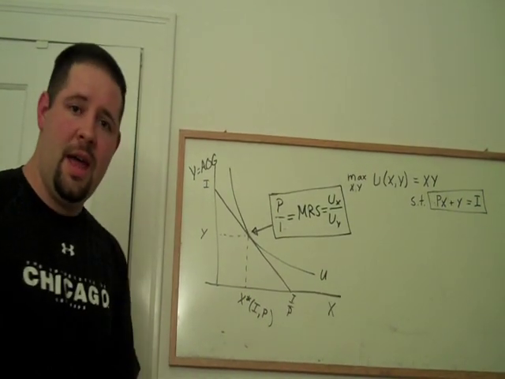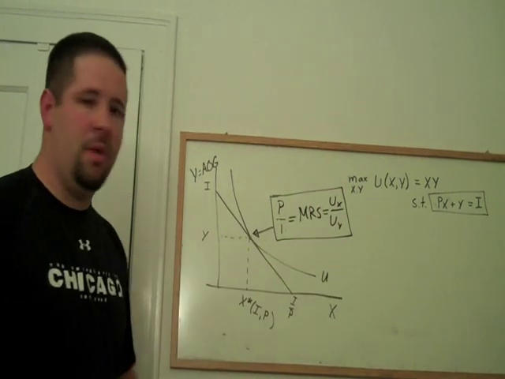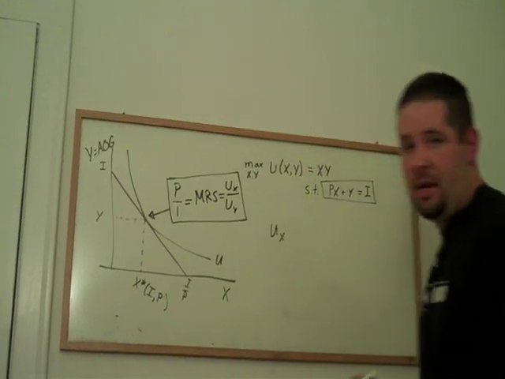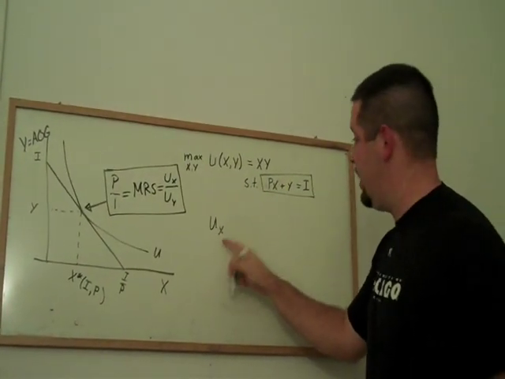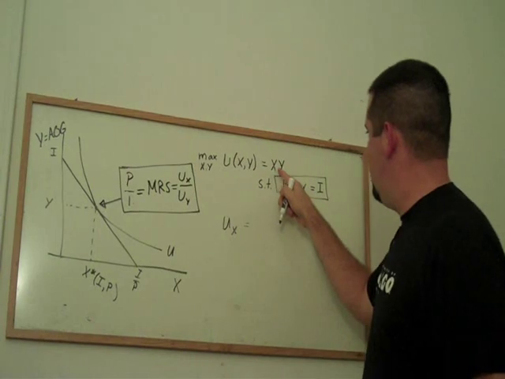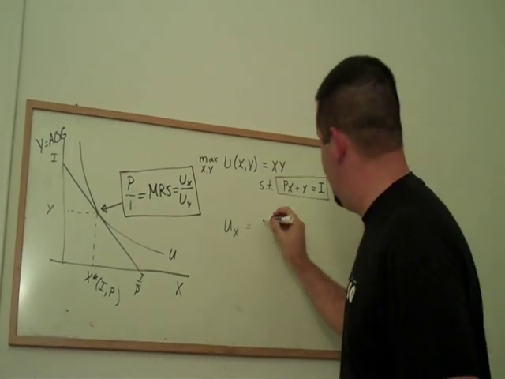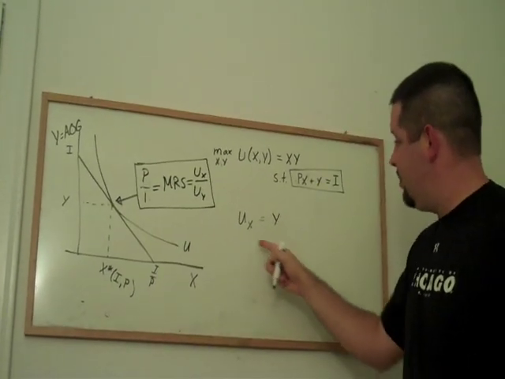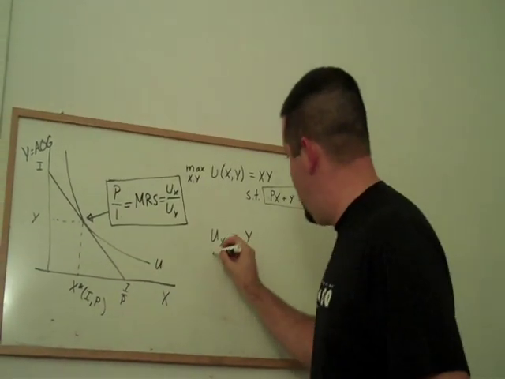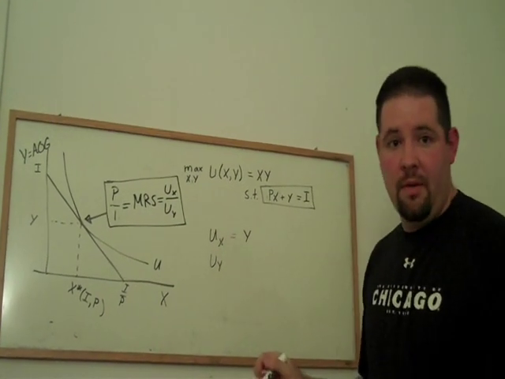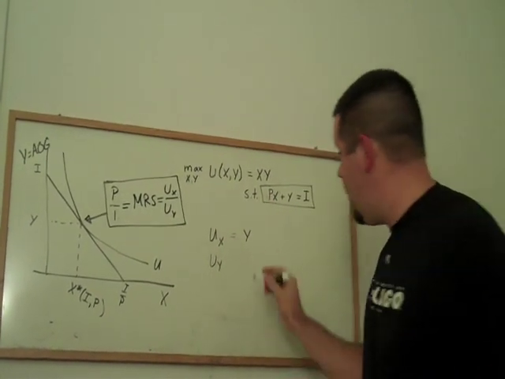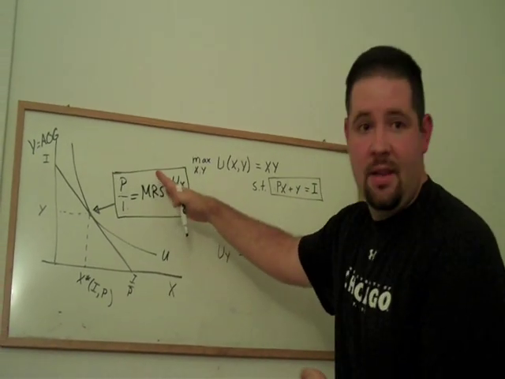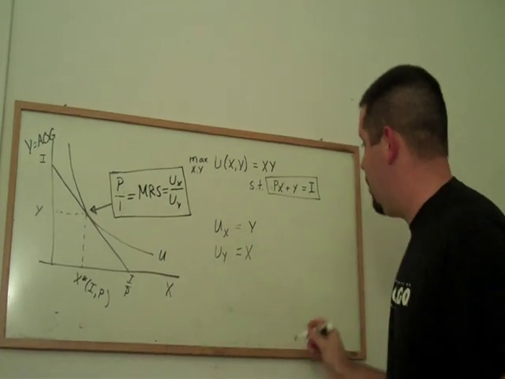So let's take these derivatives. Let's take the partial derivative of the utility function with respect to x. We treat y as a constant, and so the partial derivative of the utility function with respect to x is just y. Similarly, if we take the partial derivative of this utility function with respect to y, we get x. And so we can plug into this expression and get something that will pop right out.